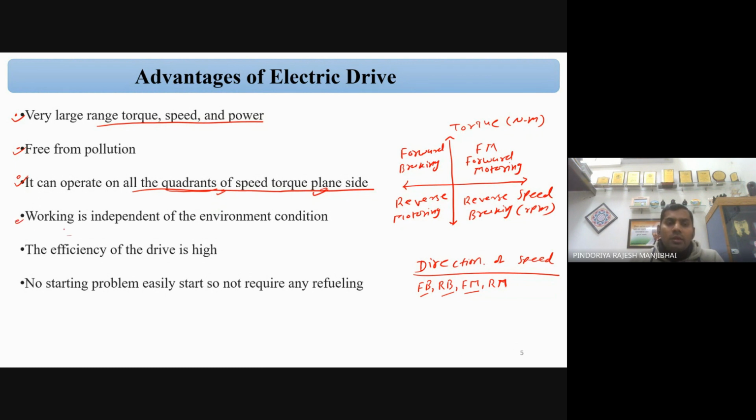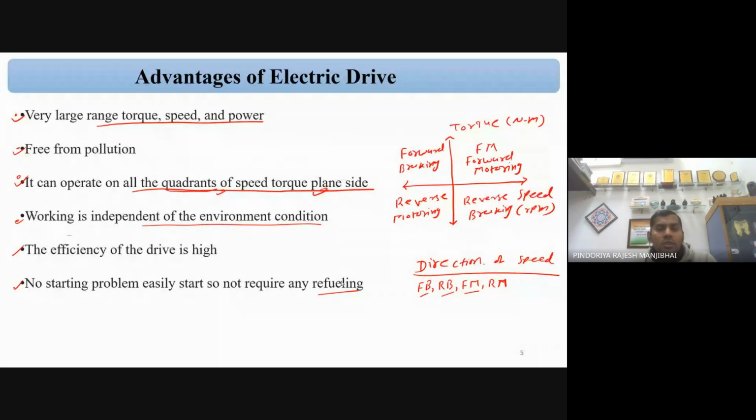Fourth advantage, working independent of the environment condition. We can operate our drives independent of the environment condition. And the fifth one, the efficiency of the drives is high. Our efficiency is very high, and that efficiency depends on your power electronics converter. There is no starting problem, easily started, and no refueling is required. So we can easily start our drives. These are the most important advantages of the electrical drives.